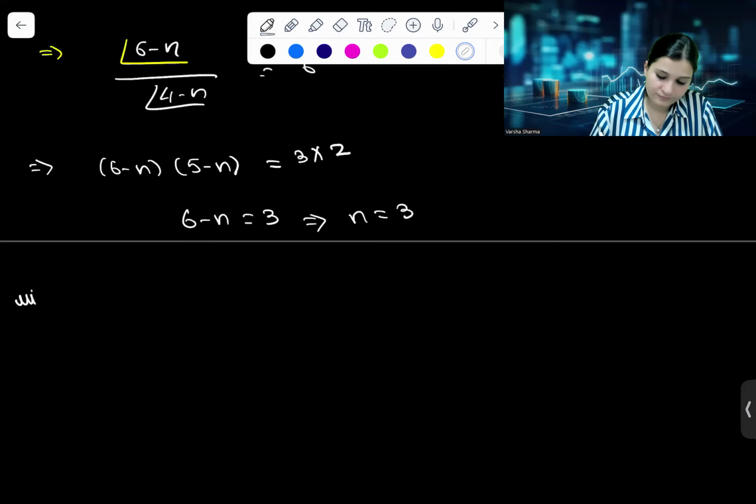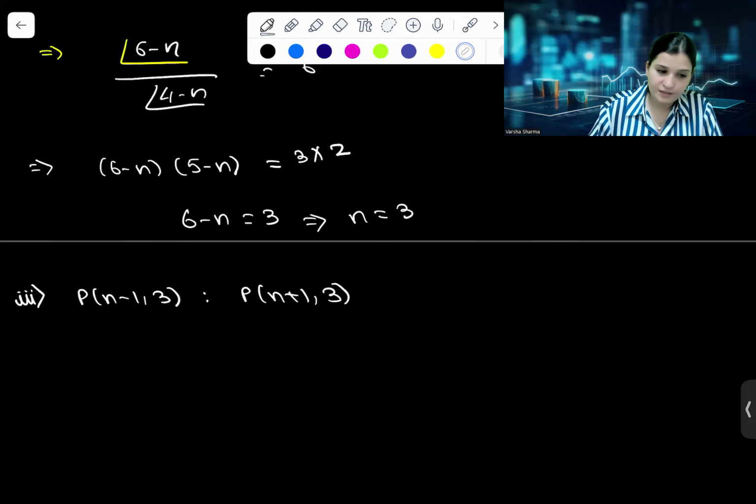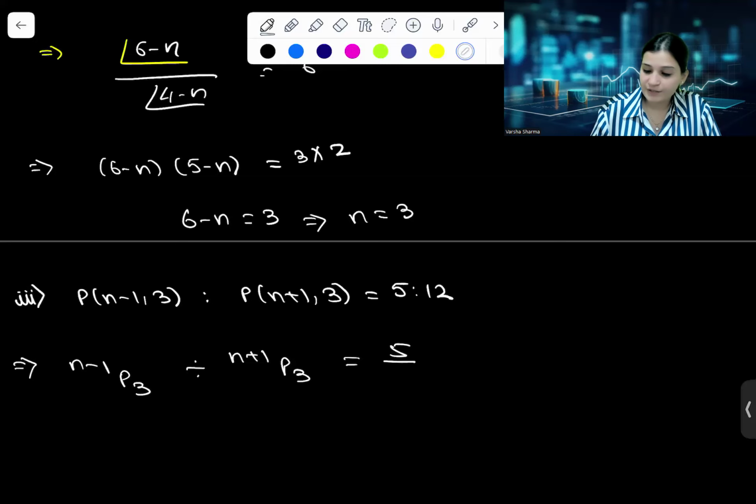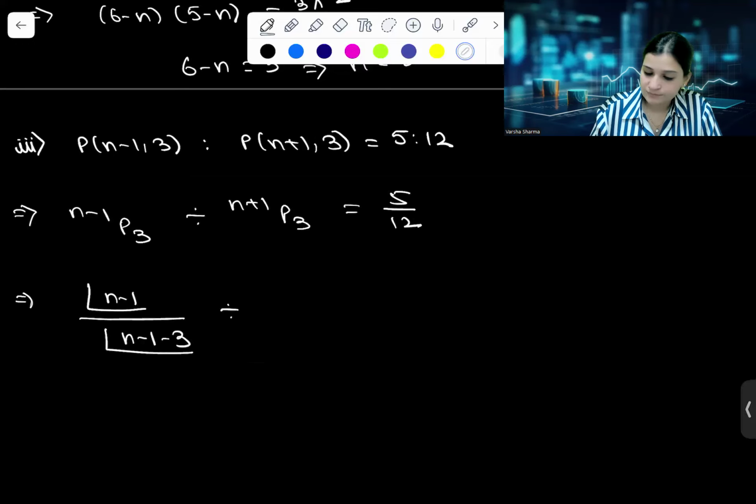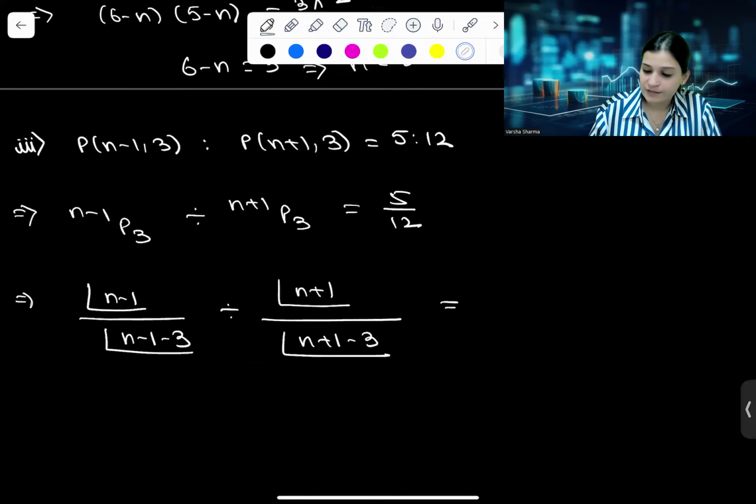Next, third one. P(n minus 1, 3) divided by P(n plus 1, 3) equals 5 is to 12. So n minus 1 P3 divided by n plus 1 P3 is 5 by 12. Factorial n minus 1 over factorial n minus 1 minus 3, divided by factorial n plus 1 over n plus 1 minus 3. That is 5 upon 12. If I change from division to multiplication, it gets reversed.